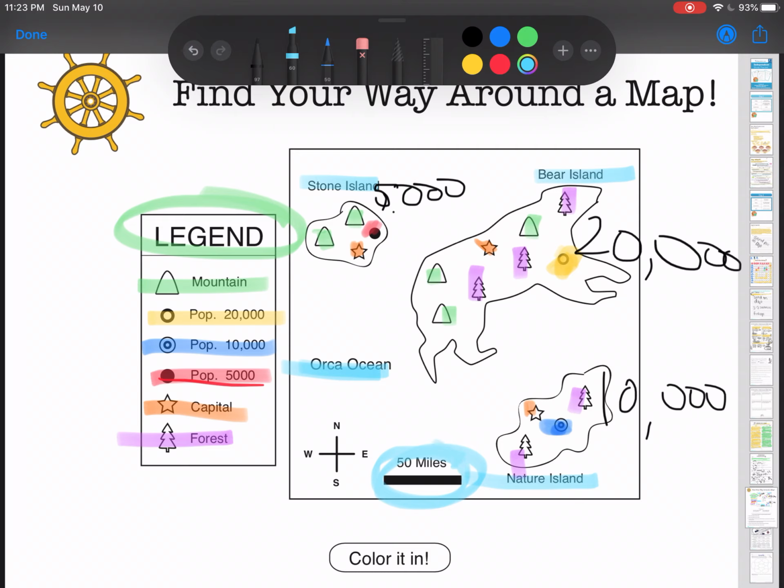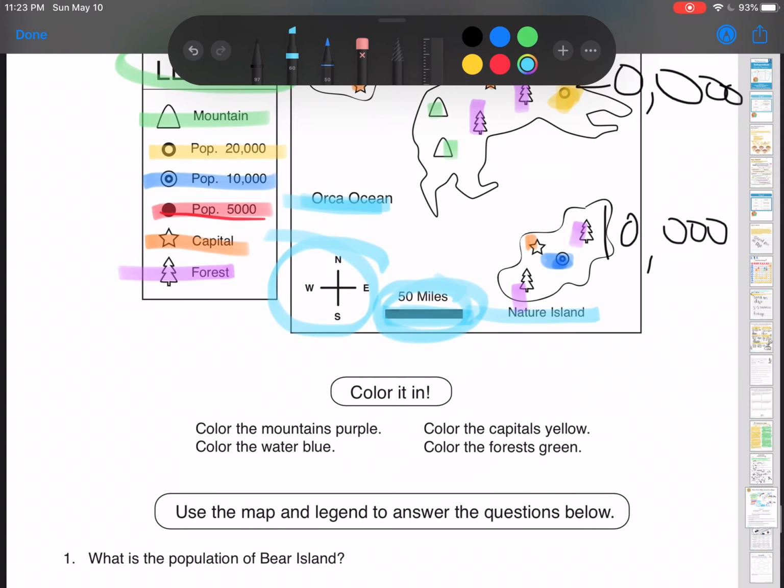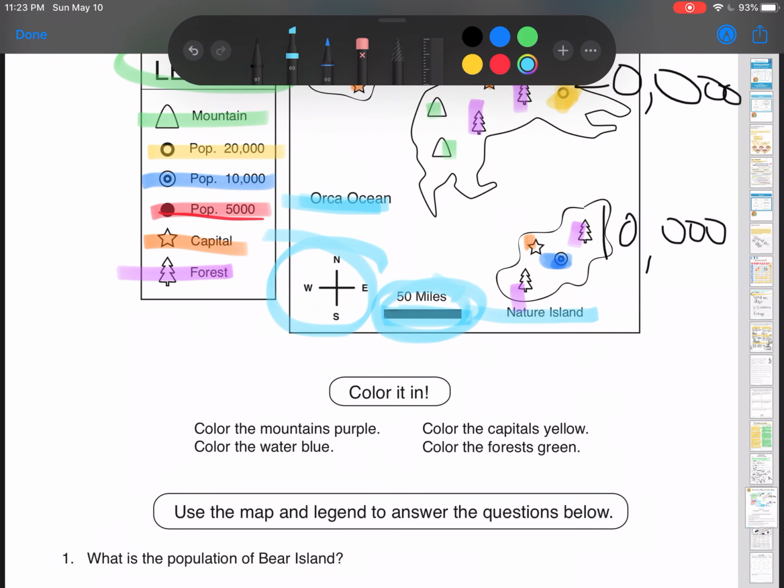This right here tells us how long of a distance this is. So this is 50 miles. And we have our compass rose, which is north, south, east, and west. And I didn't even read this. It says color the mountains purple, color the waters blue, color the capitals yellow, and color the forest green. So you guys can go ahead and do that with the right colors.